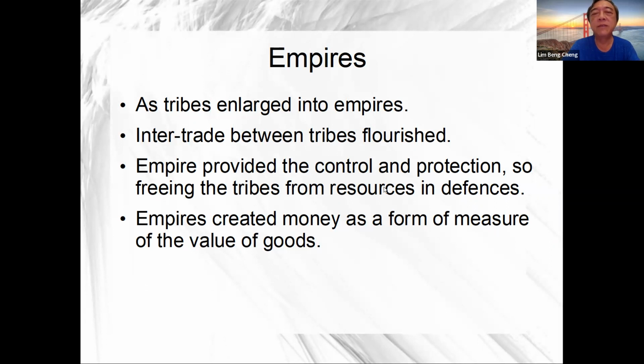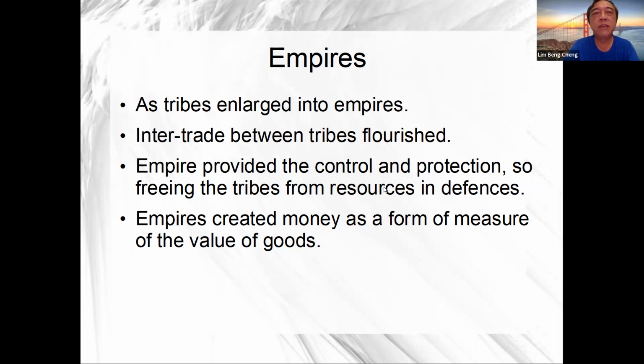So with all this protection, now they have more resources to think of other things, maybe instead of just hunting and gathering food. Food is the most important because without food, the human will die.